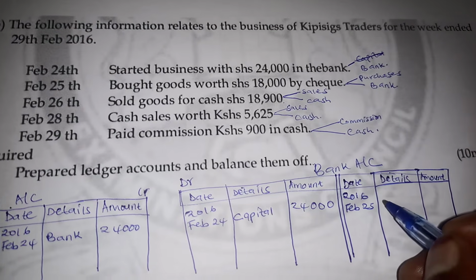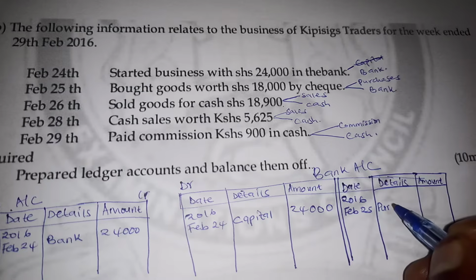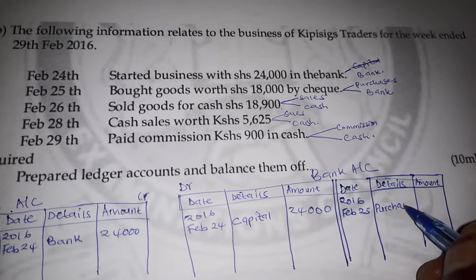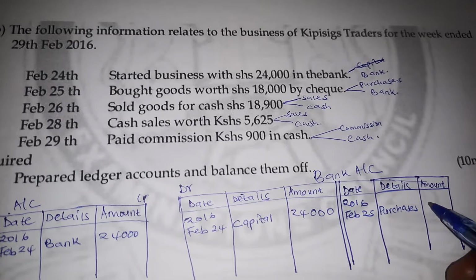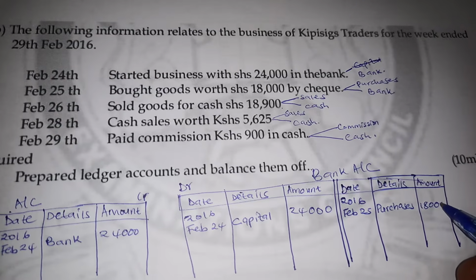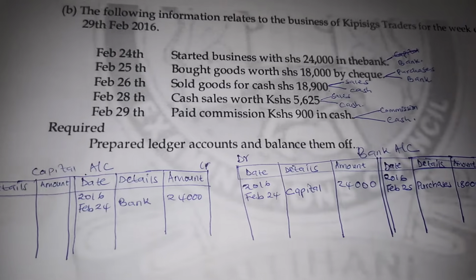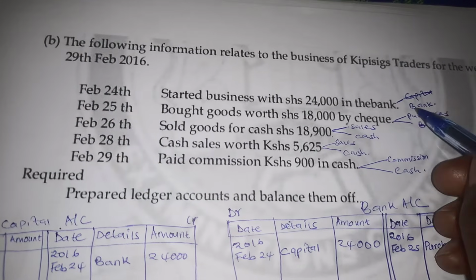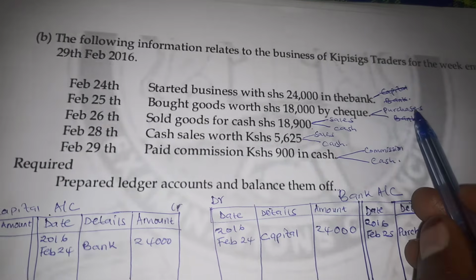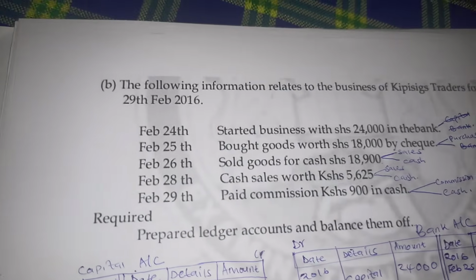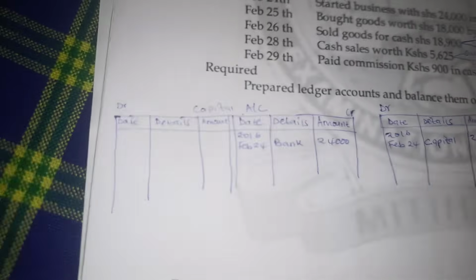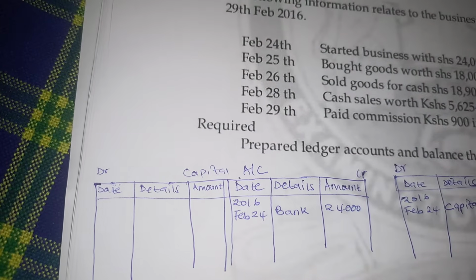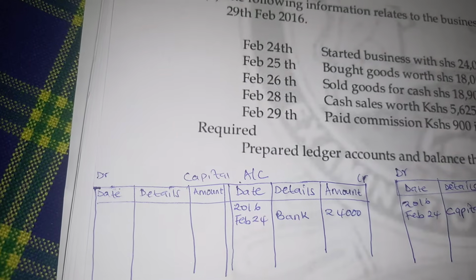Where did this money go to? Purchases, and it amounted to 18,000. Then we are through with that one and that one. So we are left with purchases, and we open a purchases account.